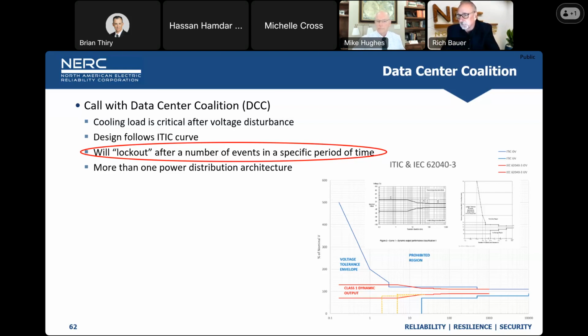And a typical time frame is about 1 minute. So in other words, if they see 3 voltage disturbances within approximately 1 minute or 60 seconds of time, they'll transfer their load off the system. In that previous slide where we had the UPS design, they'll transfer their load to their backup generator, and they'll stay there and they won't come back. So when Hassan and I went through this event, we didn't quite tell you the whole story. So we can go to the next slide, Mike.